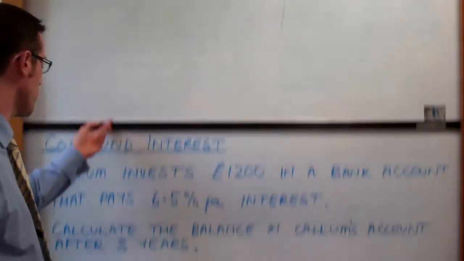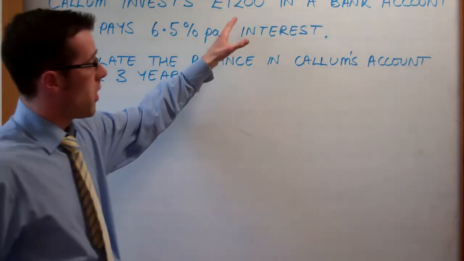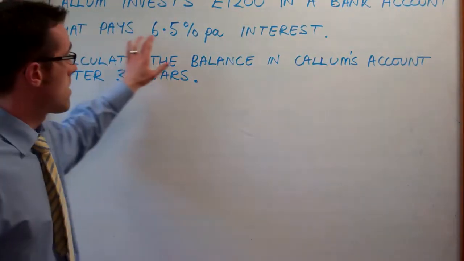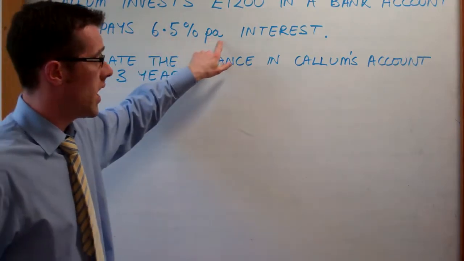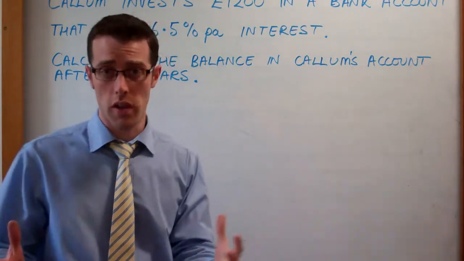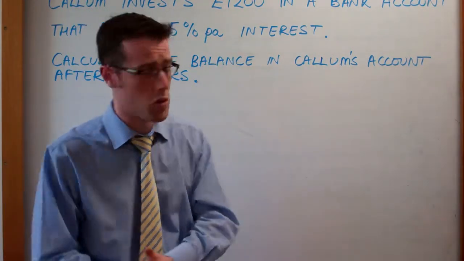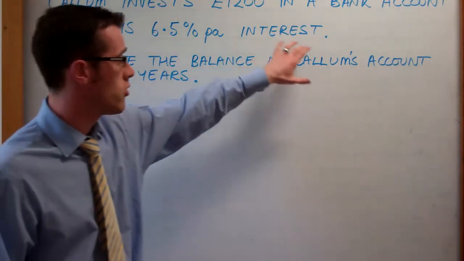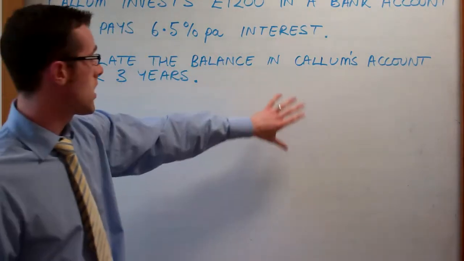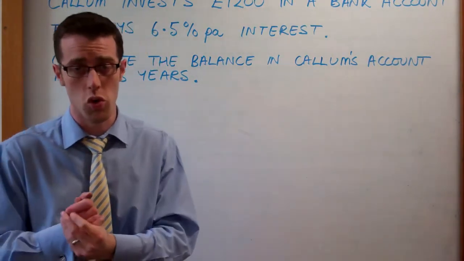Alright, now look at this problem here. So Callum invests £1,200 in a bank account that pays 6.5% PA interest, okay? PA means per annum. If any of you ever get an annual for Christmas, alright, per annum means per year. So 6.5% per year interest. Calculate the balance in Callum's account after 3 years. So we're going to have to look and see in 3 years what's going to be the balance in his account.